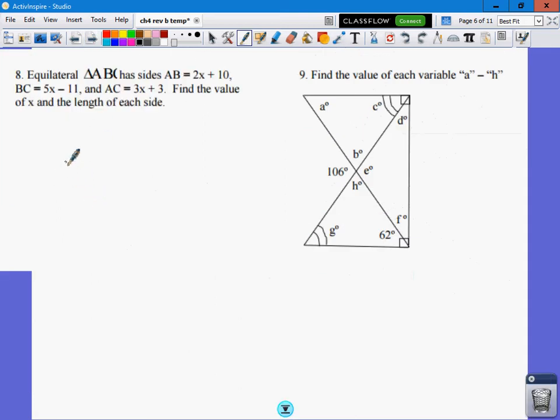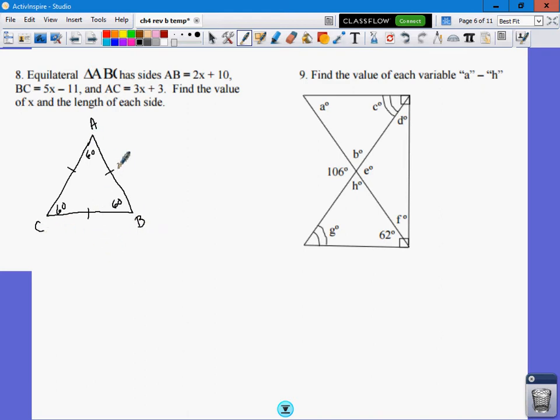Number 8 says ABC is an equilateral triangle. If you're talking about an equilateral triangle, draw an equilateral triangle, mark all the sides as being equal, and put in the value of 60 degrees for each of the angles, because they would all be equal as well. I'm going to go ahead and label my triangle ABC. It doesn't matter which side gets labeled as what with it being equilateral.